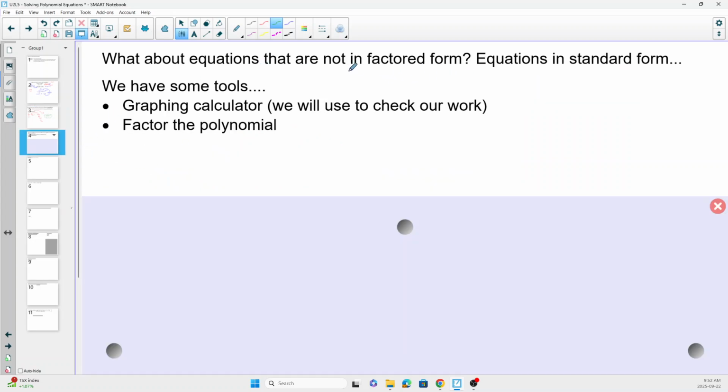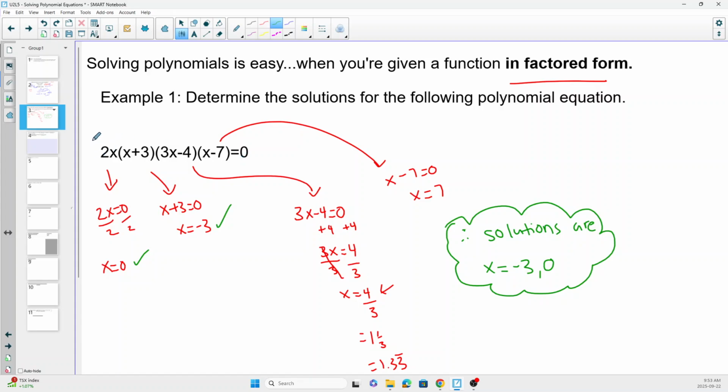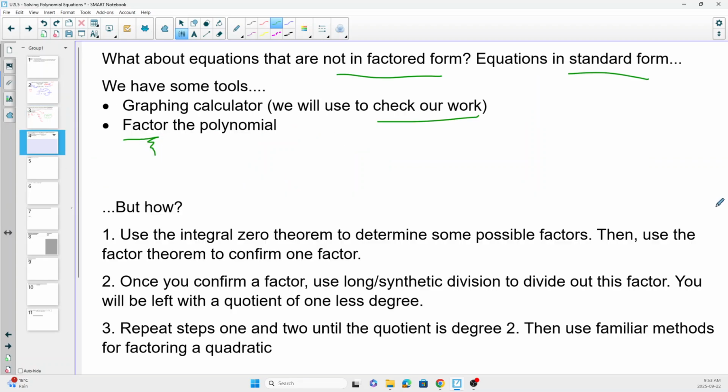What about equations that are not in factored form? Okay, so our equations that are in standard form. We do have some tools. We have graphing calculators, and we are going to use those to check our work, but you need to know how to solve polynomials without a graphing calculator, which means you have to know how to factor. We have to be able to go from standard form to factored form by factoring. Once they're in factored form, we already know that determining the solutions is easy. We've been doing this since Unit 1 when we were drawing sketches of polynomial functions from factored form. So we have to factor, but how?